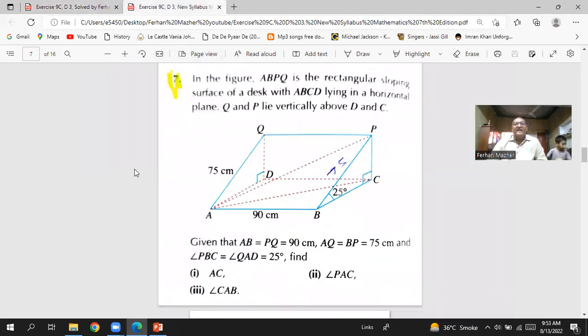The next thing they ask is to find the angle PAC. This PCA is a right angle triangle, so the angle at C, angle PCA, will be 90. I know the AC side. I can find the PC side from the right angle triangle PBC. I know this side and this side. Applying Pythagoras, I will be able to find PC. Once I know PC, I can apply sine, cos or tan, and I can find this angle PAC.